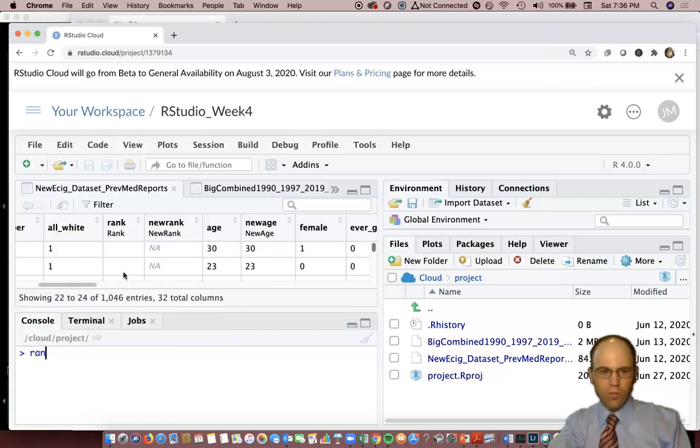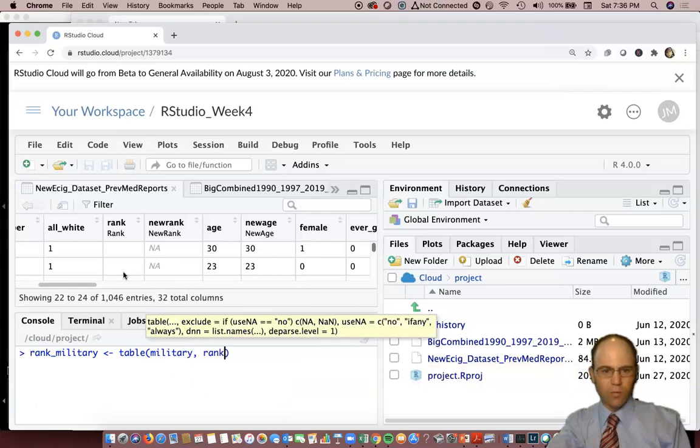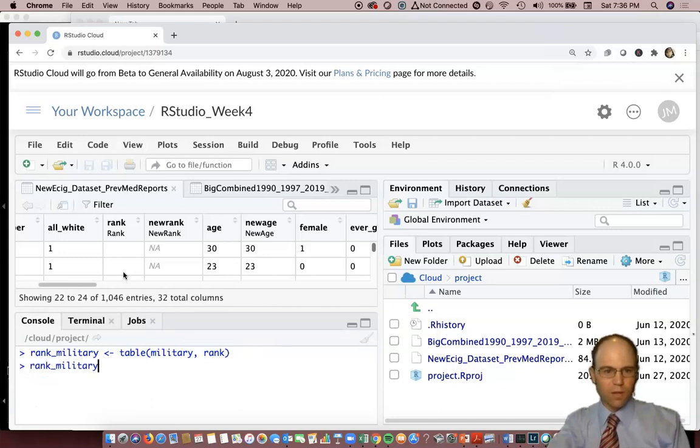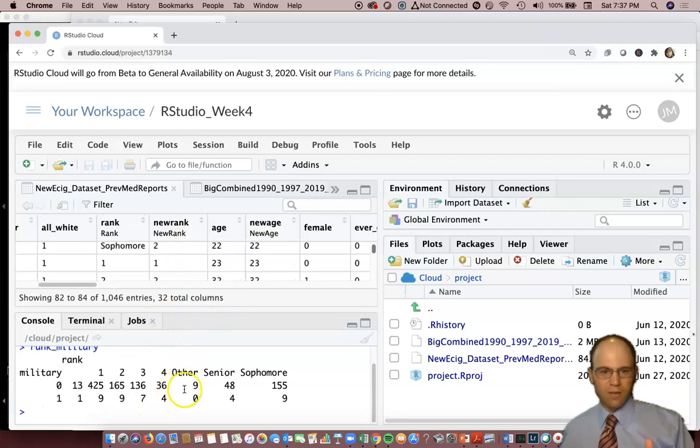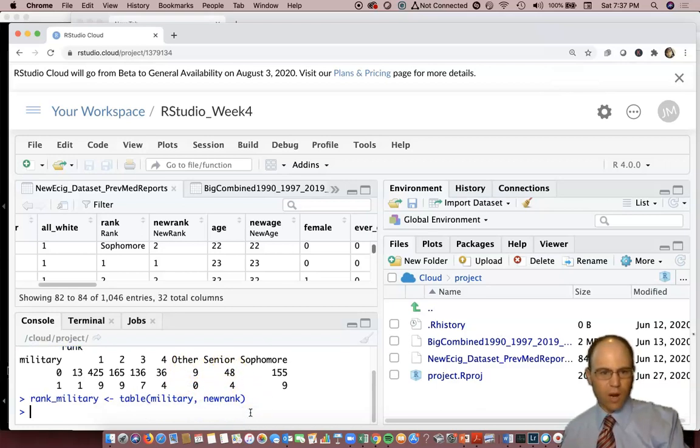So we'll just call it rank military as the table name. Table, and then military, comma, rank. Okay, and now when I do rank underscore military, you'll see this. When I did rank, you can see that I had some text variables in there, so we've got way too many categories going on here. So I'm going to redo this and do rank military and then use new rank, because that fixed some of these ones that weren't properly named.